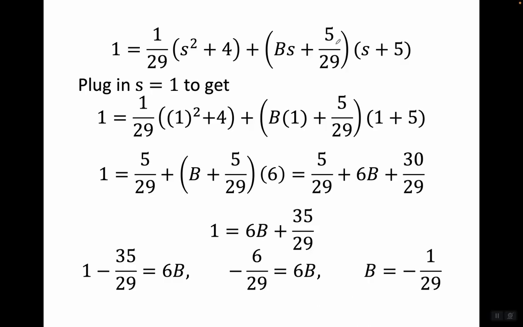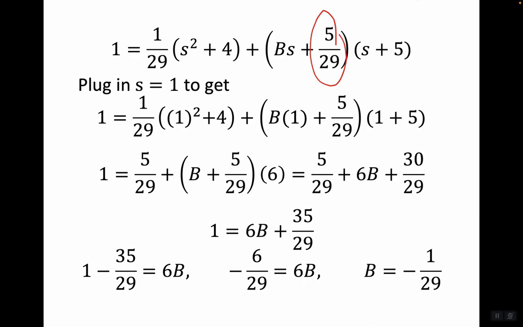Awesome. Let's plug that in for c. Lastly, let's find b. Plug in any value of s, like let's say s equals 1. And we get 1 equals 1/29 times 1 squared plus 4 plus b times 1 plus 5/29 times 1 plus 5. Simplifies to 1 equals 5/29 plus b plus 5/29 times 6. That's 5/29 plus 6b plus 30 over 29.